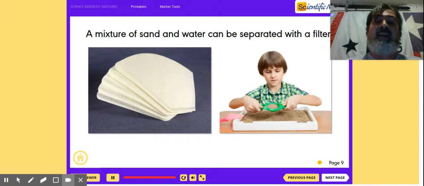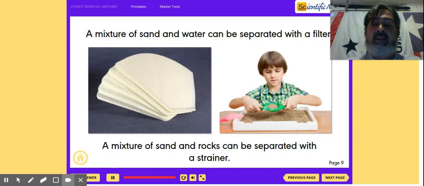A mixture of sand and water can be separated with a filter. It's really easy. You just pour it through the filter. Your sand stays in the filter. Your water goes through. A mixture of sand and rocks can be separated with a strainer. A strainer just has bigger holes in it, so you can actually do that a little faster.